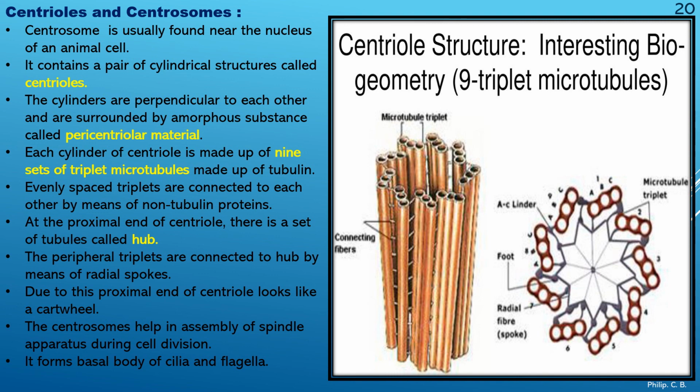The centrosome helps in assembly of the spindle apparatus during cell division. It forms the basal body of cilia and flagella. So you can see the image. In the first part, you can see microtubular triplet connecting fibers. In the second, which appears like a spoke or wheel-like appearance, a cylinder, foot, radial fiber, microtubule triplet. We can see them in threes. In both images, we can see the structure, whether it is a horizontal or vertical image.